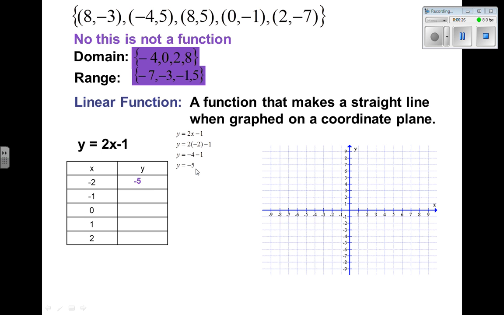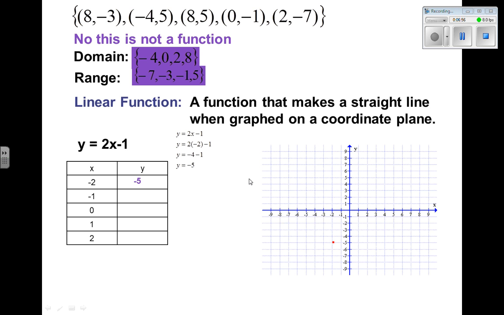I now take the negative 5, I place it in the table of values, and that now makes a point, negative 2, negative 5. I'm now going to graph it on the coordinate plane, keeping in mind that the x counts left or right, the y counts up or down. So x of negative 2 counts 2 to the left from the origin, and then the y, negative 5, counts down 5. So 2 left, down 5, and the point is right there.